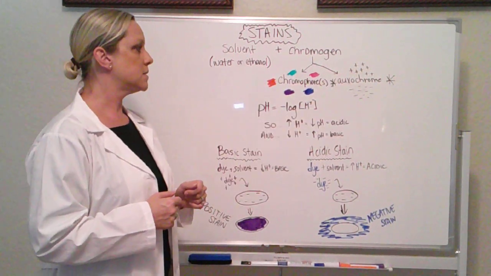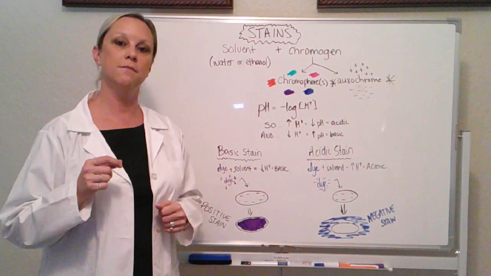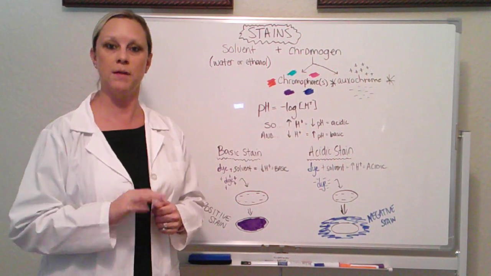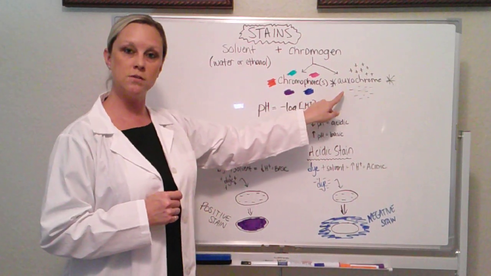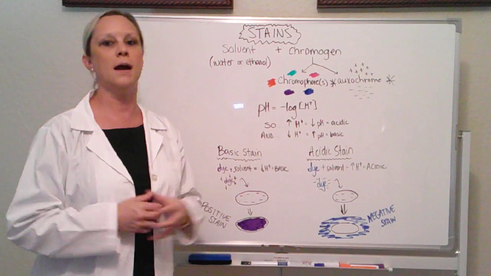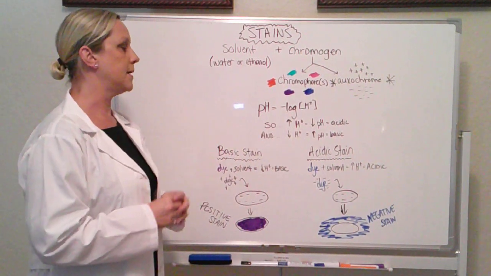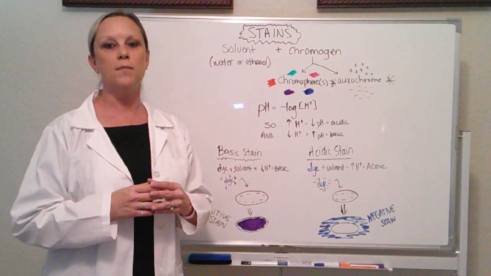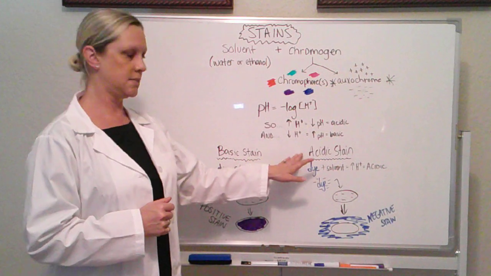Now when we look at this, we're going to be working with bacterial cells, and bacterial cells actually have an inherent charge associated with them. They're negatively charged. So it's important that our dye have a charge associated with them so that there can be interaction with the bacterial cells. Now, when we look at stains, we see that there's two general forms of stains. We have basic stains and acidic stains.